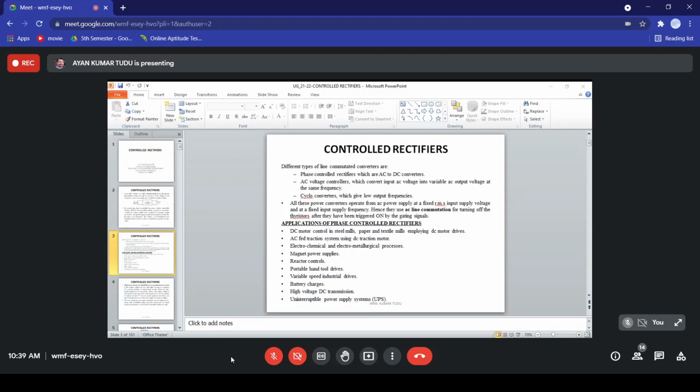DC motor control in steel mills, paper and textile mills. We use them in electrochemical and electrometallurgical processes, AC fed traction systems, magnetic power supplies, reactor controls, portable hand tool drives, variable speed industrial drives. Very much important, because many problems can be given on these controlled rectifiers through this portion. Again, when you're talking about machine specialization, we will often be talking about these variable speed industrial drives in detail.